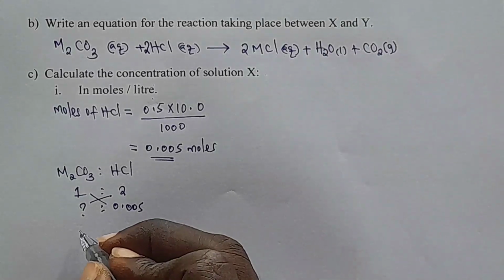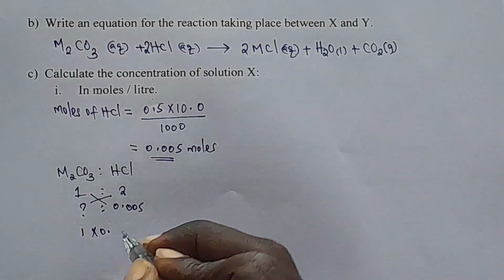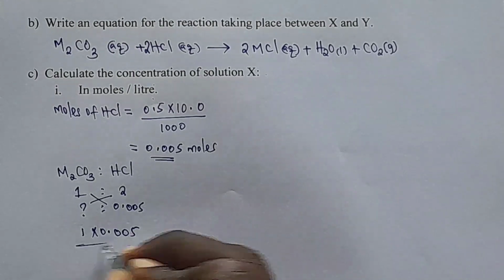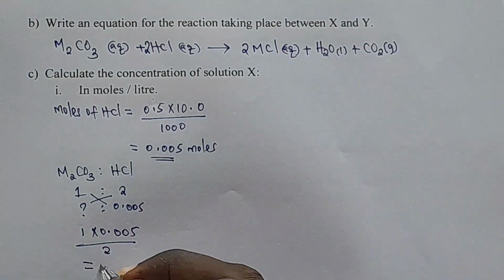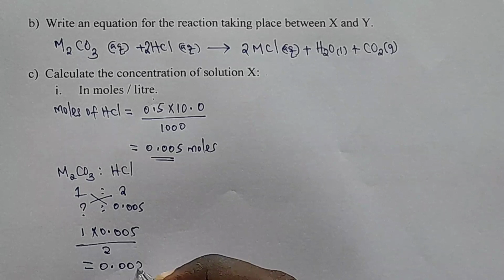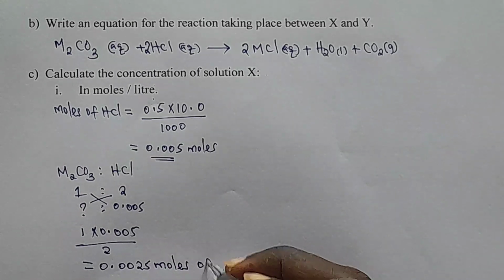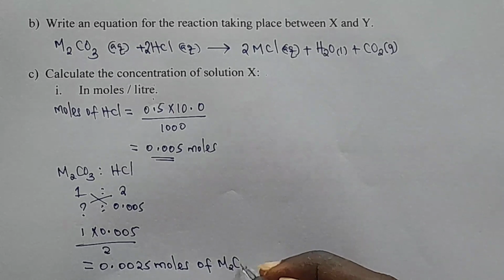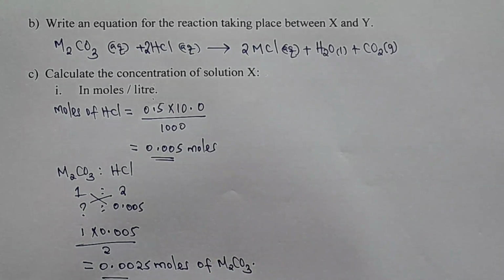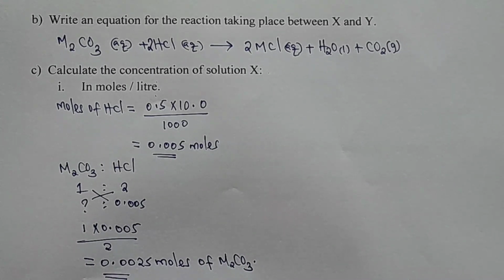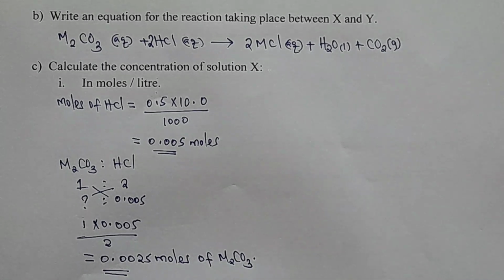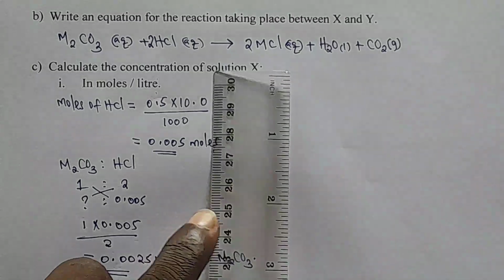So that means we are going to say 1 times 0.005 divided by 2. Here we are going to get 0.0025 moles of M2CO3. That will be the number of moles of that M2CO3. So after that, we are going to proceed.